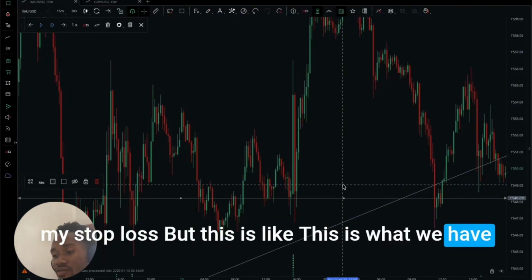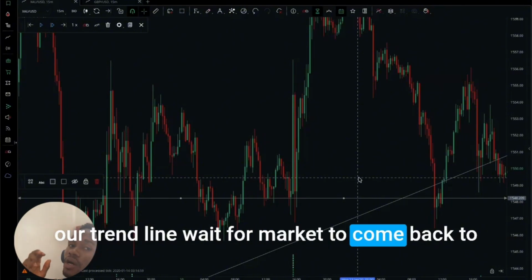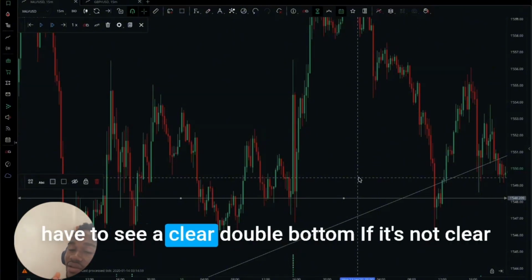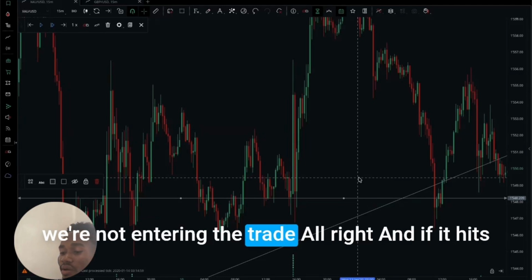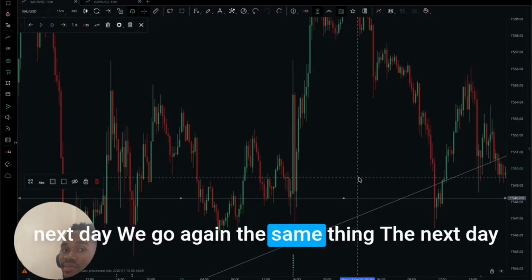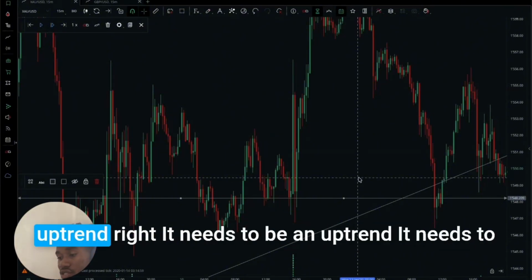But this is what I'm waiting for, an uptrend. We'll do our trend line, wait for the market to come back to the trend line, then we'll use the lower time frame for execution. If we go to the lower time frame, we have to see a clear pattern, which is not clear. We're not in the trade. And if it hits our stop loss, we don't trade again that day. The next day we go again, the same thing. We back our trend.